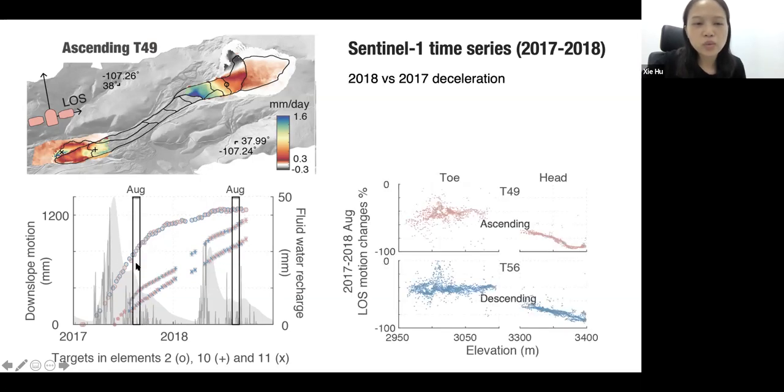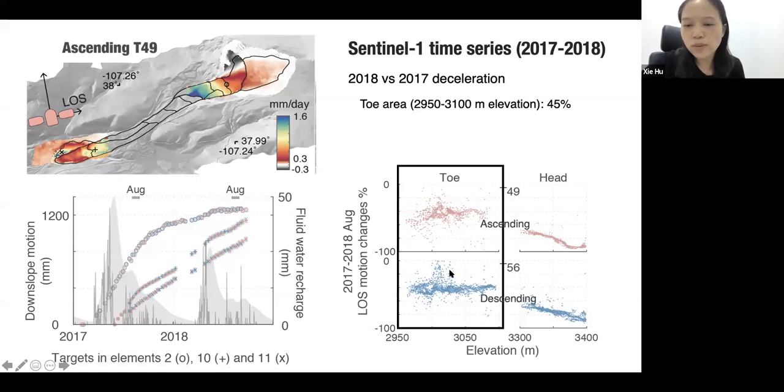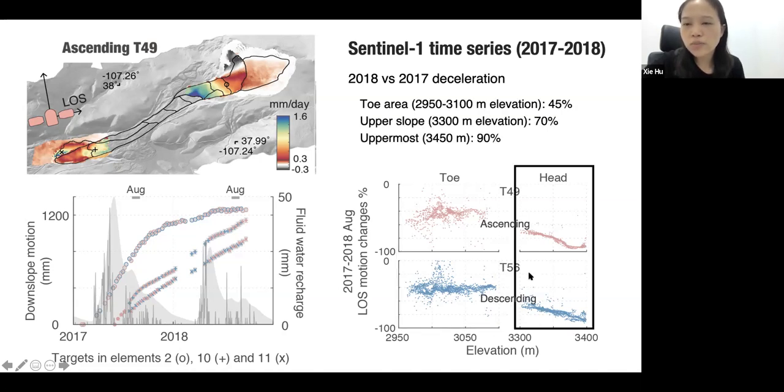Then we compare the displacement in August for these consecutive years and represent it as a percentage change on the y-axis, and we use elevation for the x-axis. We note the lower part of the landslide, the toe area, decelerates by 45%, while the upper part decelerates by 70 to 90%. So it suggests that the landslide sensitivity to precipitation is position dependent.